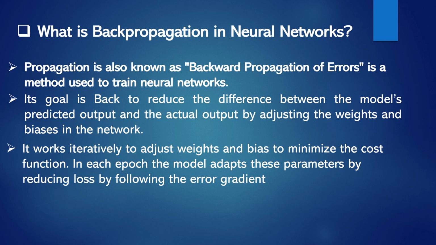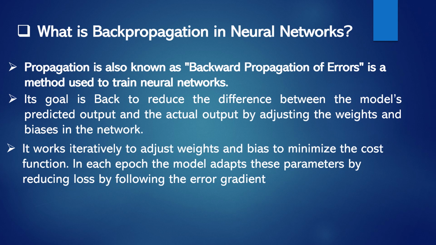What is backpropagation in a neural network? Backpropagation, also known as the backward propagation of errors, is a method used to train a neural network. Its goal is to reduce the difference between the model's predicted output and the actual output by adjusting the weight and bias in the network. It works iteratively to adjust the weight and bias to minimize the cost function. The model adapts the parameters by reducing loss, following the error gradient.